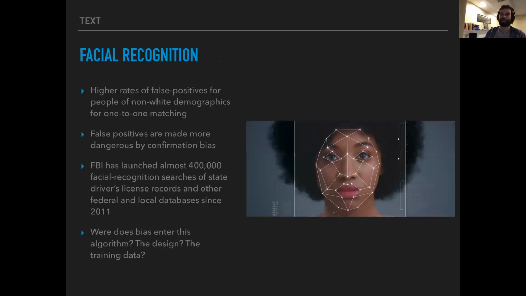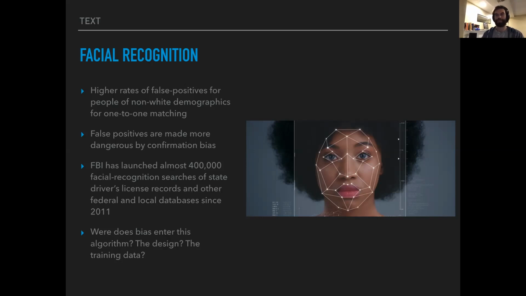And then finally, I'm going to briefly touch on facial recognition. So facial recognition is widely used by our policing departments at all levels of our government. The FBI, since 2011, has launched almost 400,000 searches of state driver's license records and other databases. And I think this is very dangerous because there is a higher rate of false positives for people of non-white demographics on one-to-one matching.